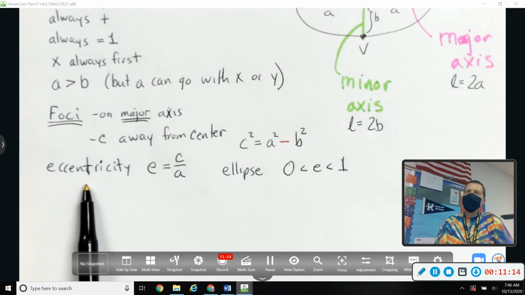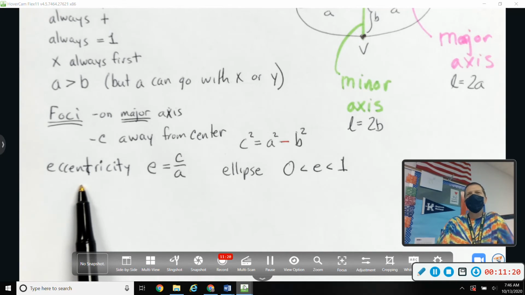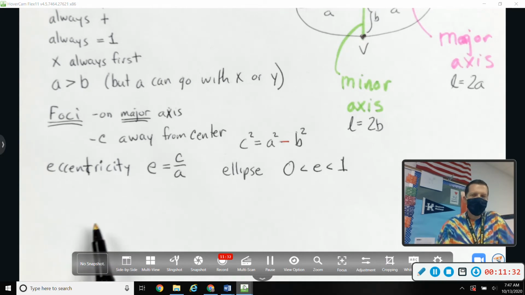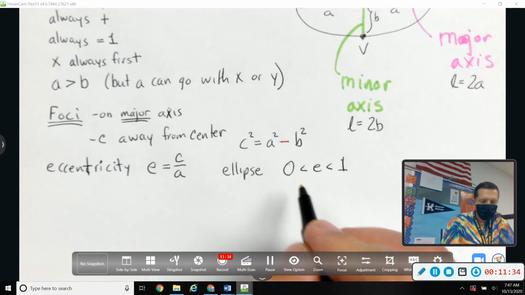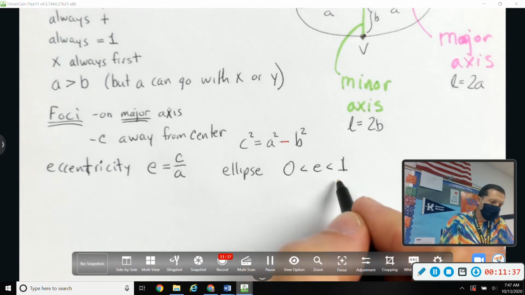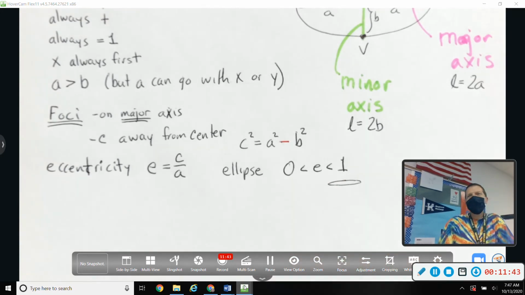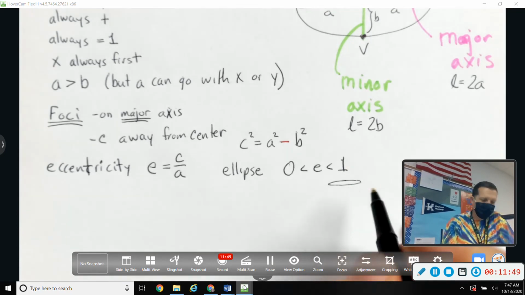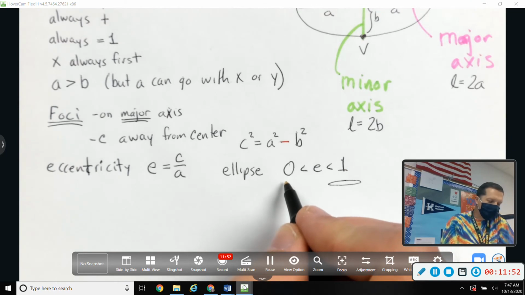Do you know what eccentric means? Maybe you've heard that word to describe people. Give me a synonym for eccentric. If someone is eccentric, what does that mean? Odd. Odd's a good word. A little bit different. They're eccentric. And I don't know if it has the same root word, but it kind of means the same thing here. The more eccentric you are, the flatter the ellipse. So the further out you go, the more eccentric you are, the closer to 1 you are, the flatter your ellipse. If your eccentricity was equal to 0, you would actually have a circle.